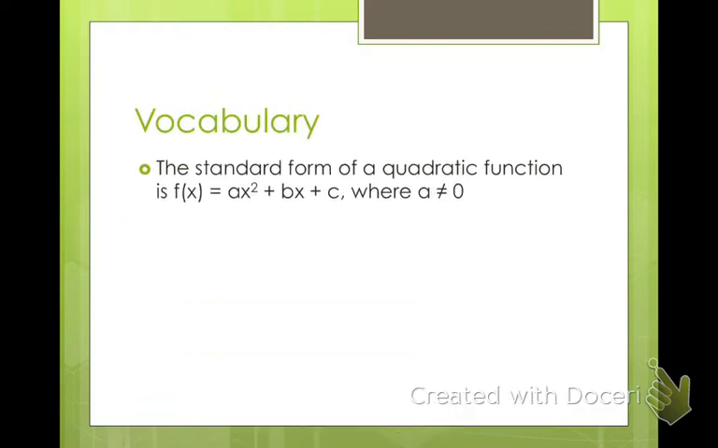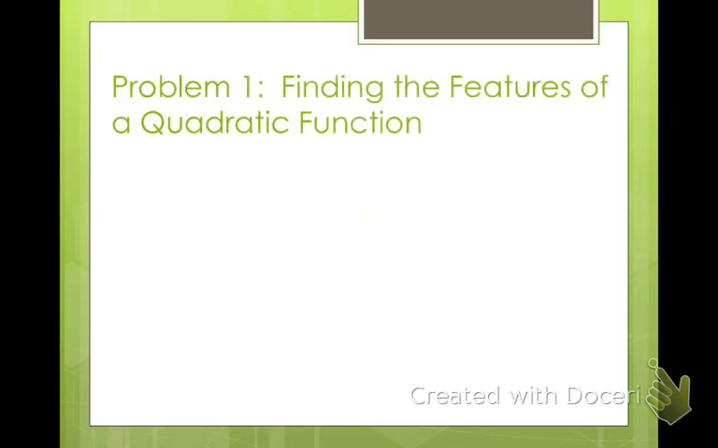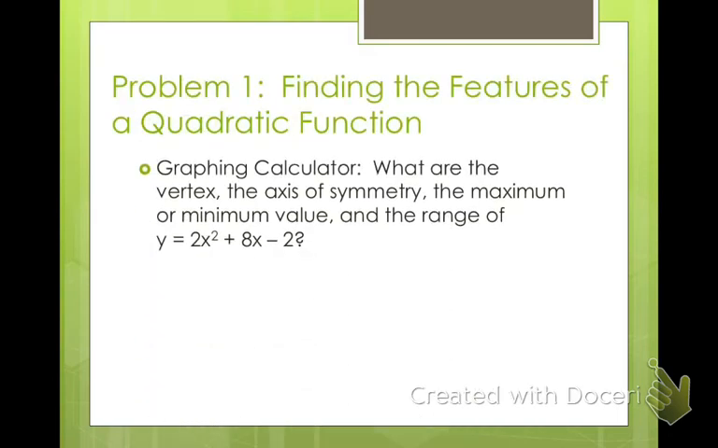So for our vocabulary, the standard form of a quadratic function is f of x equals ax squared plus bx plus c. I hope you remember this from Algebra 1. So to find features of a quadratic function, let's go ahead and use our graphing calculators. Go ahead and into y1, put 2x squared plus 8x minus 2, and then we'll see what happens.